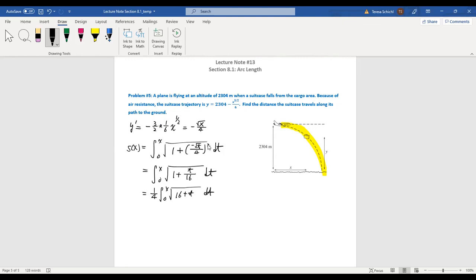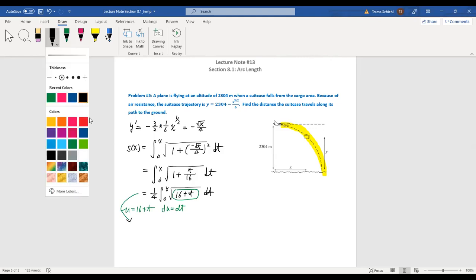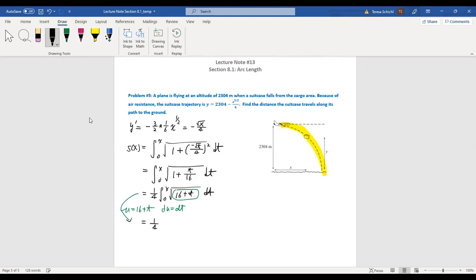So then the same way you can do u sub. You can say, okay, here I can do a u sub here. So you will say u is equal to 16 plus t. Then you can say du/dt, du equal to dt. Then these things here will simplify. So this will be 1/4, and then this will be u to the 1/2 du, right? Okay, so when t equal to 0, u equal to 16. When t equal to x, so this is 16 plus x.